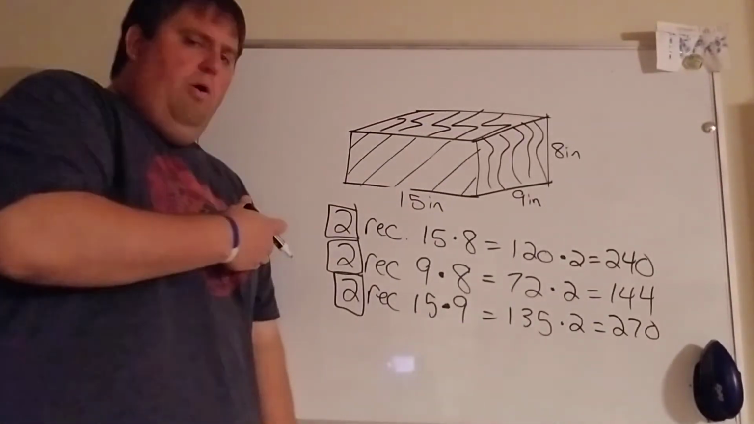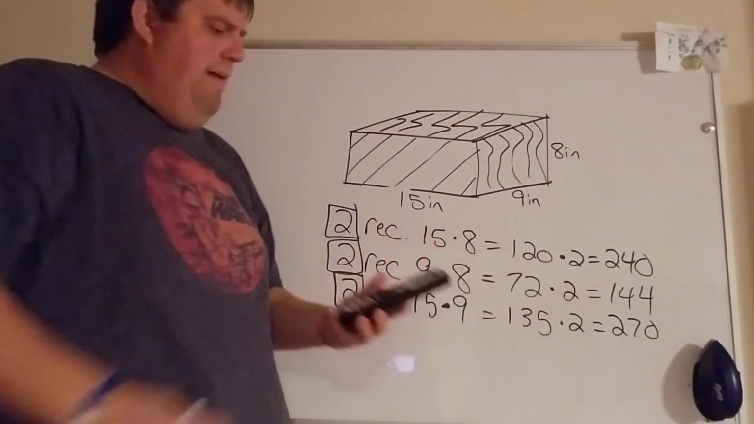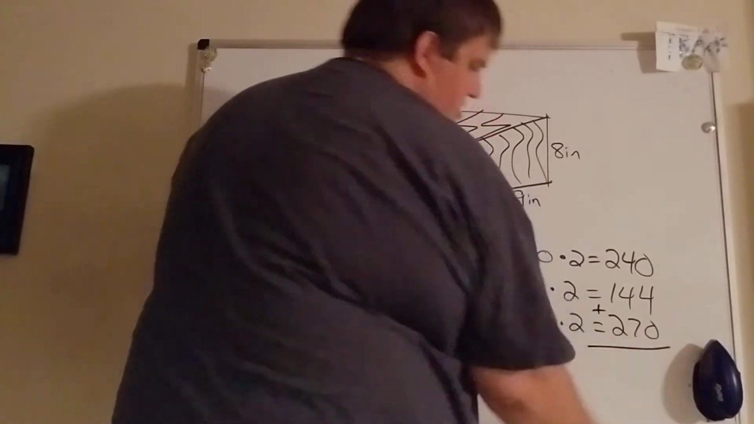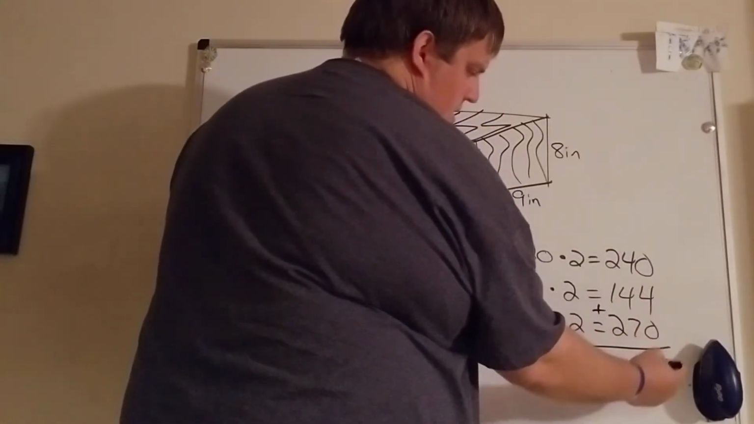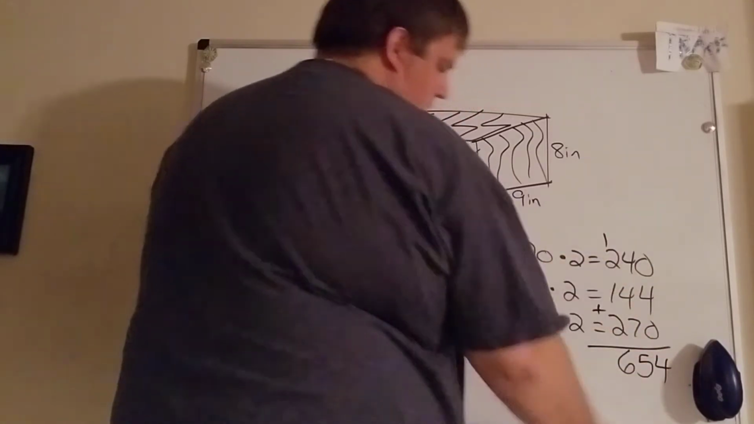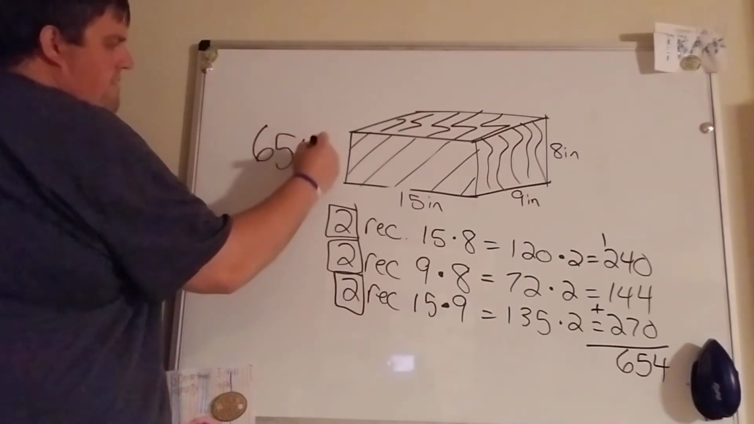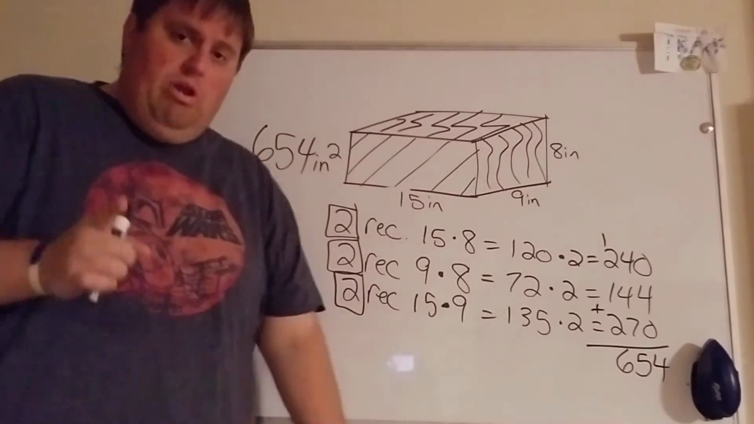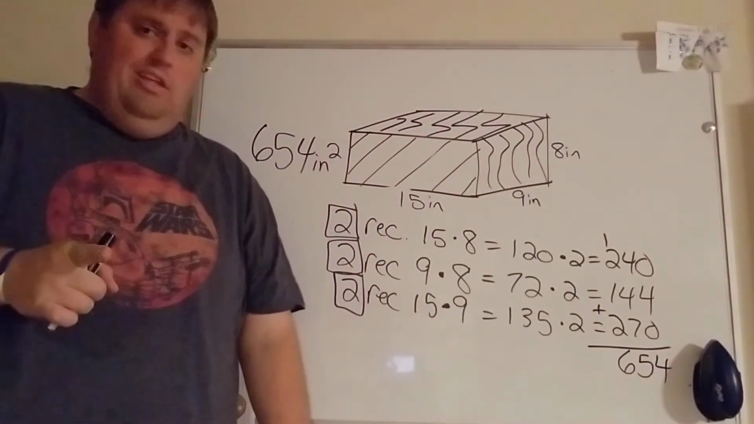So I just go across, find all those areas, multiply by how many I have, and then your last step is already set up for you. You just add straight down. 4, 8, 9, 10, so 5, 6. So the surface area is 654 inches squared.